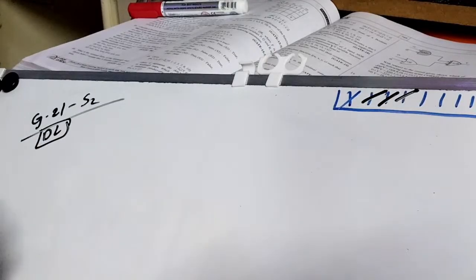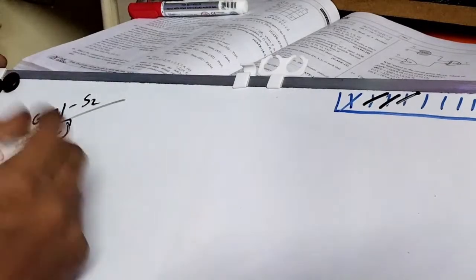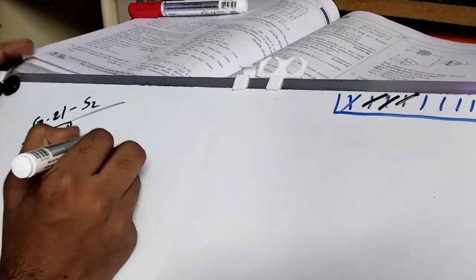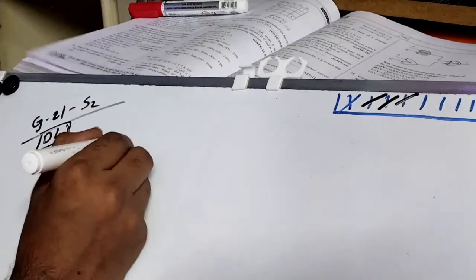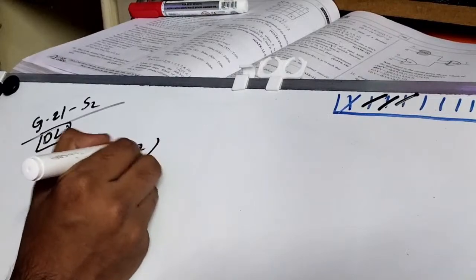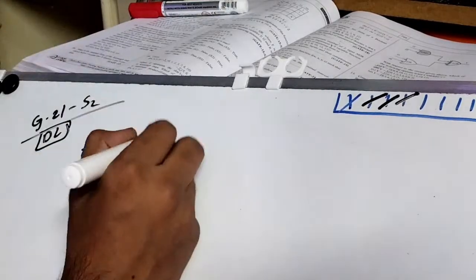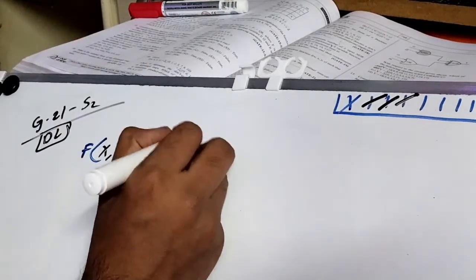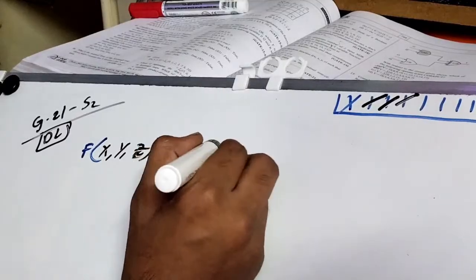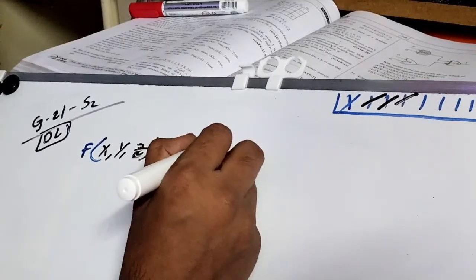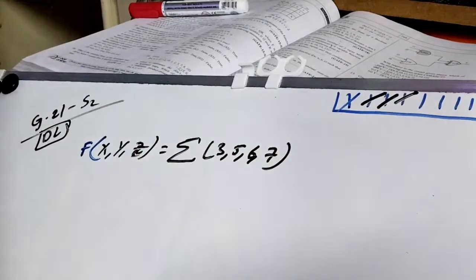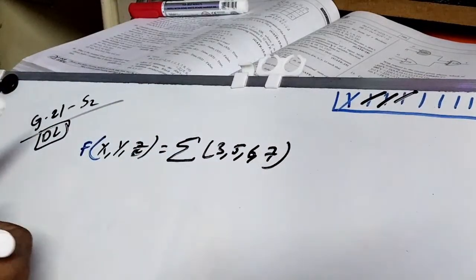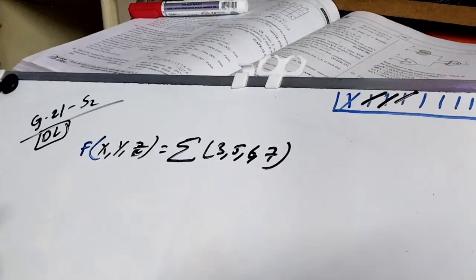Given a function of x, y, z, basically a sum of products with minterms 5, 6, and 7. Which of the following statements are correct?